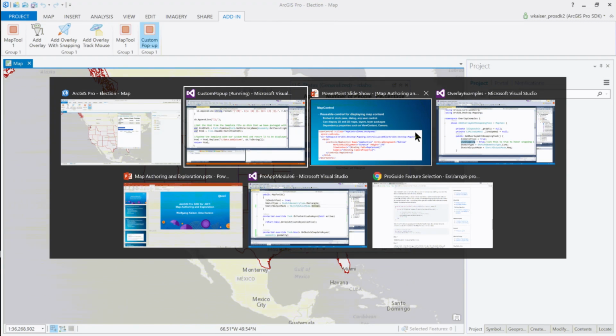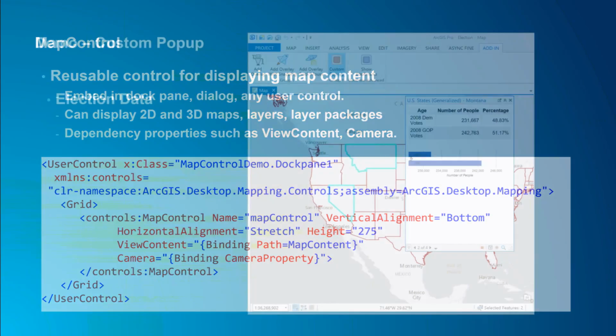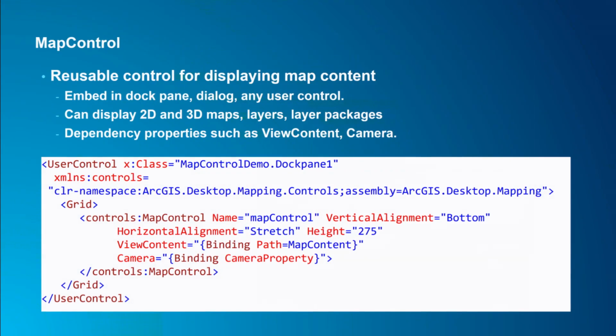So back to the slides. And this leads us to map controls. Uma is going to tell us about map controls, and then she's going to show us how to use renderers and apply renderers to feature layers. So I'm going to finish up the map exploration section with a brief overview of the map control.